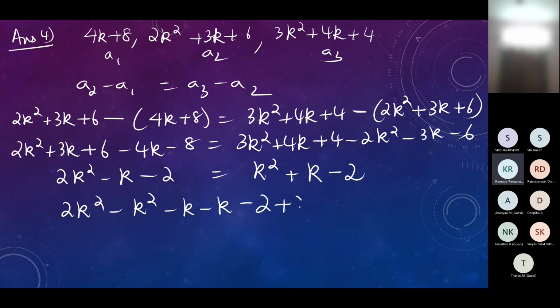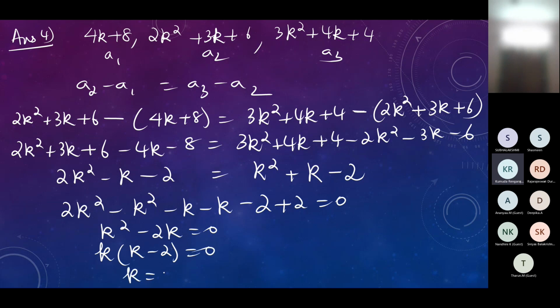Minus 2 plus 2 is equal to 0. So k square minus 2k is equal to 0. Take k common. k into k minus 2 is equal to 0. So k is equal to 0 or k is equal to 2. Very good.